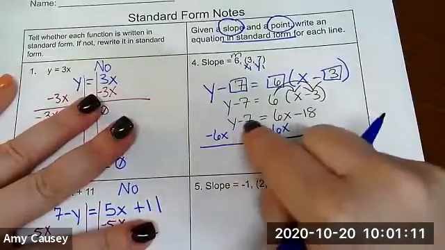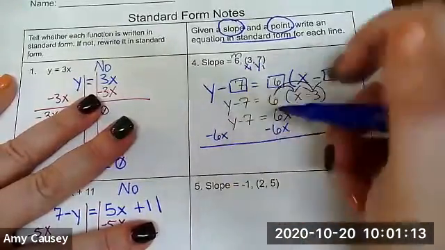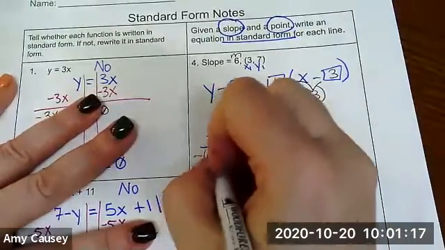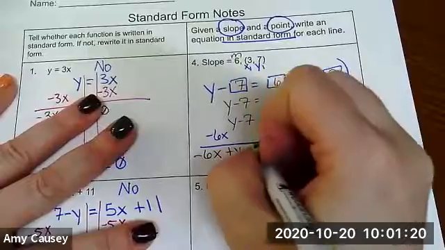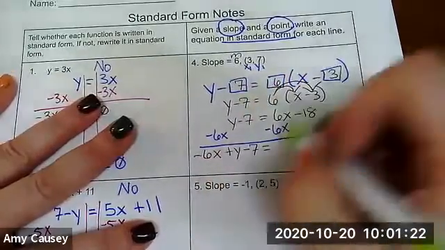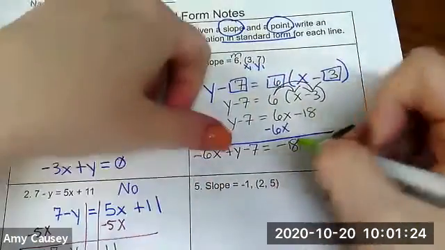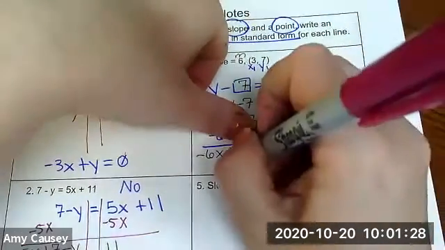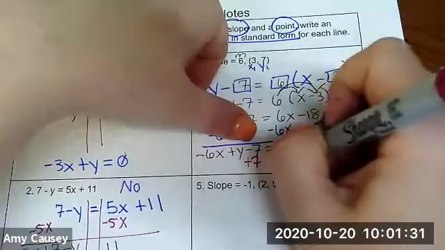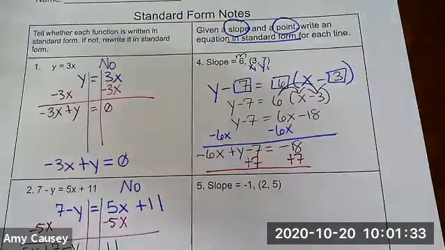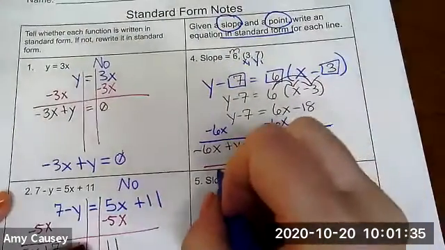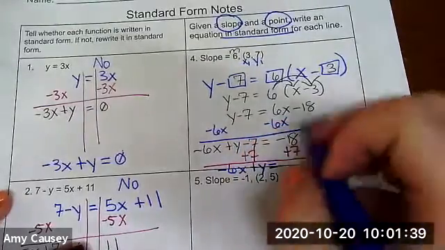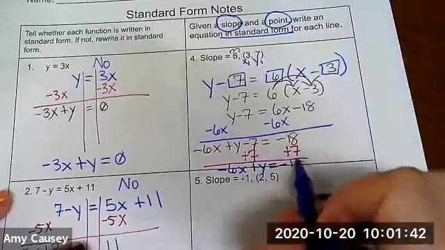X does not match y. It doesn't match a constant. This is all different. When it's all different, just bring it down. Positive y, negative 7. So close. The only thing keeping us from standard form is this negative 7. So let's move that now. And then from there we have negative 6x plus y equals negative 11.